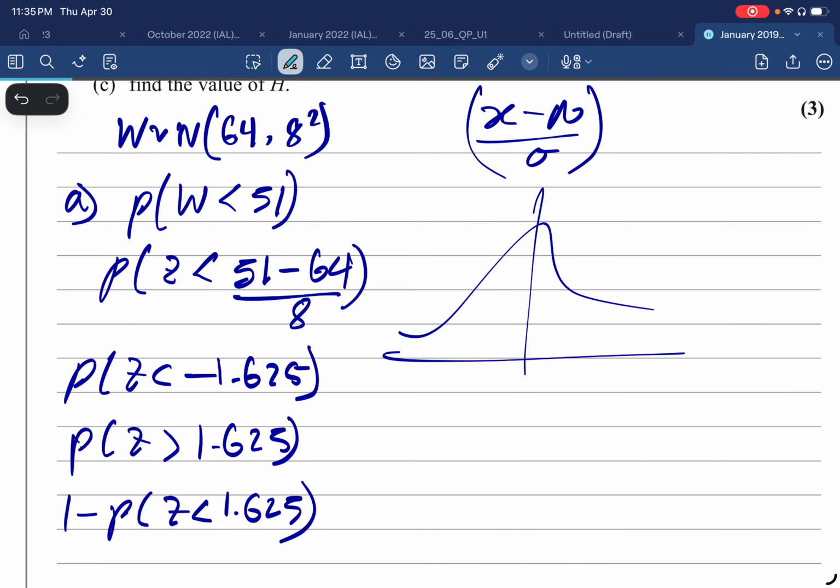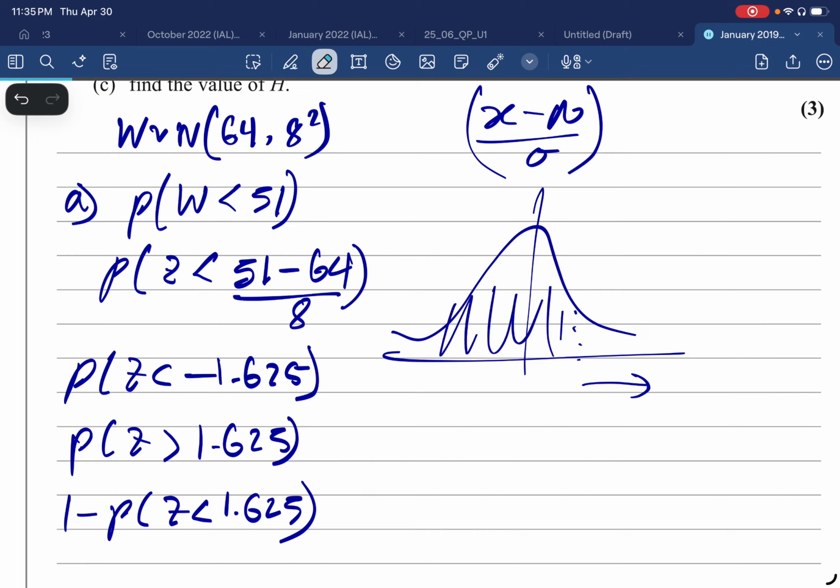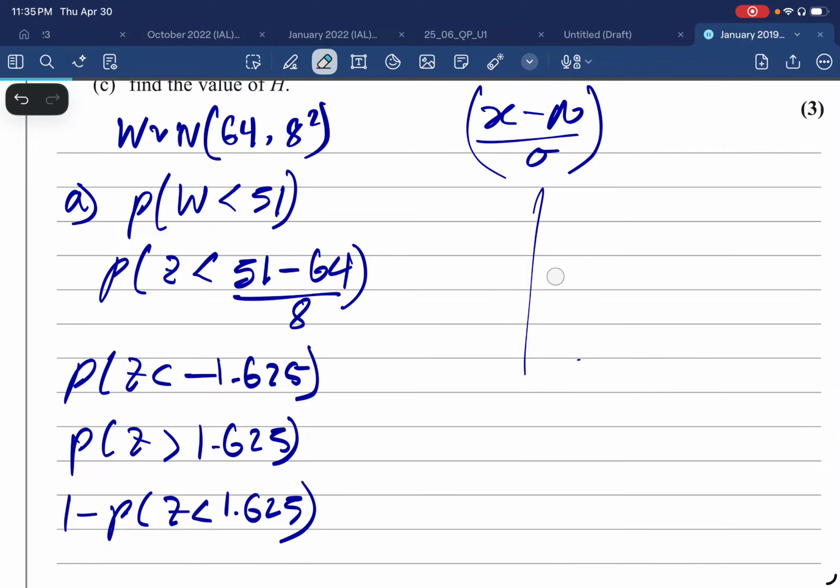This is how your normal distribution graph would look, terribly drawn. We're looking for the probability that Z is greater than that, which is over here. So we're going to look at this side. It's going to be 1 minus that. Remember, the area under the bell curve is 1.